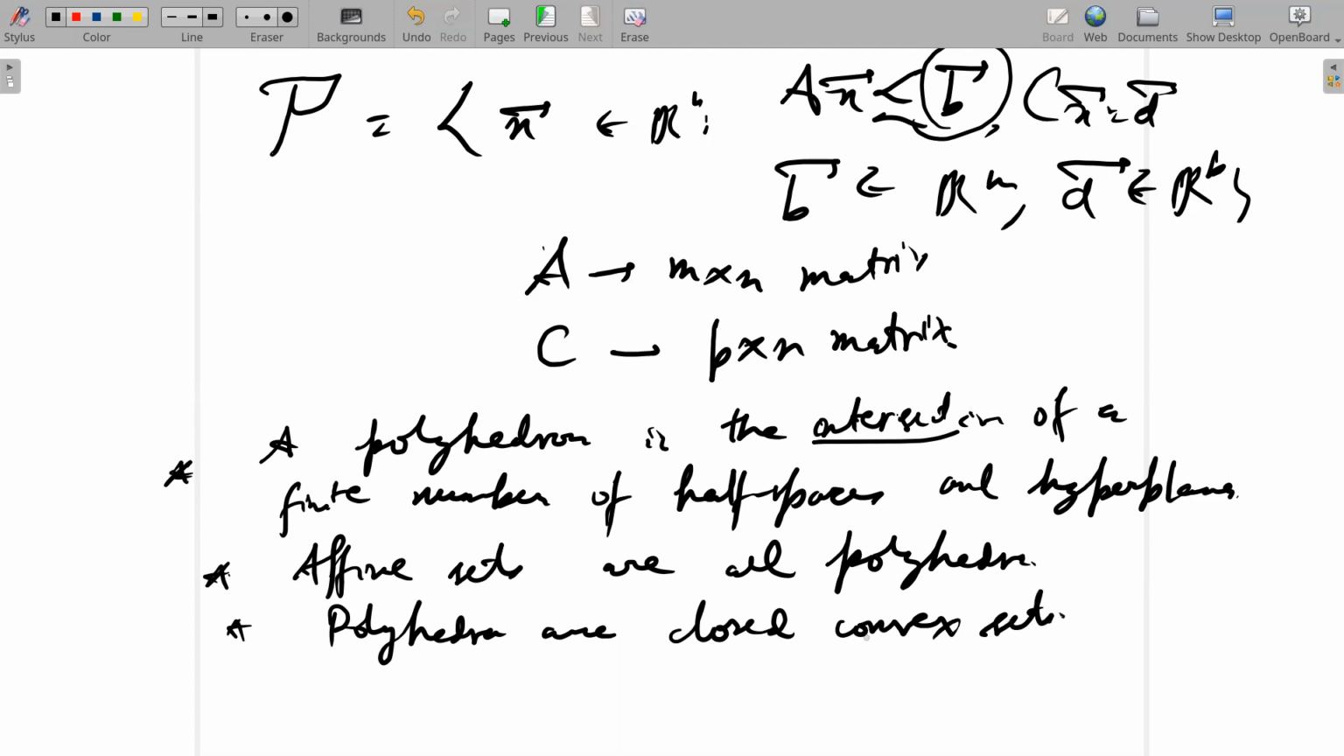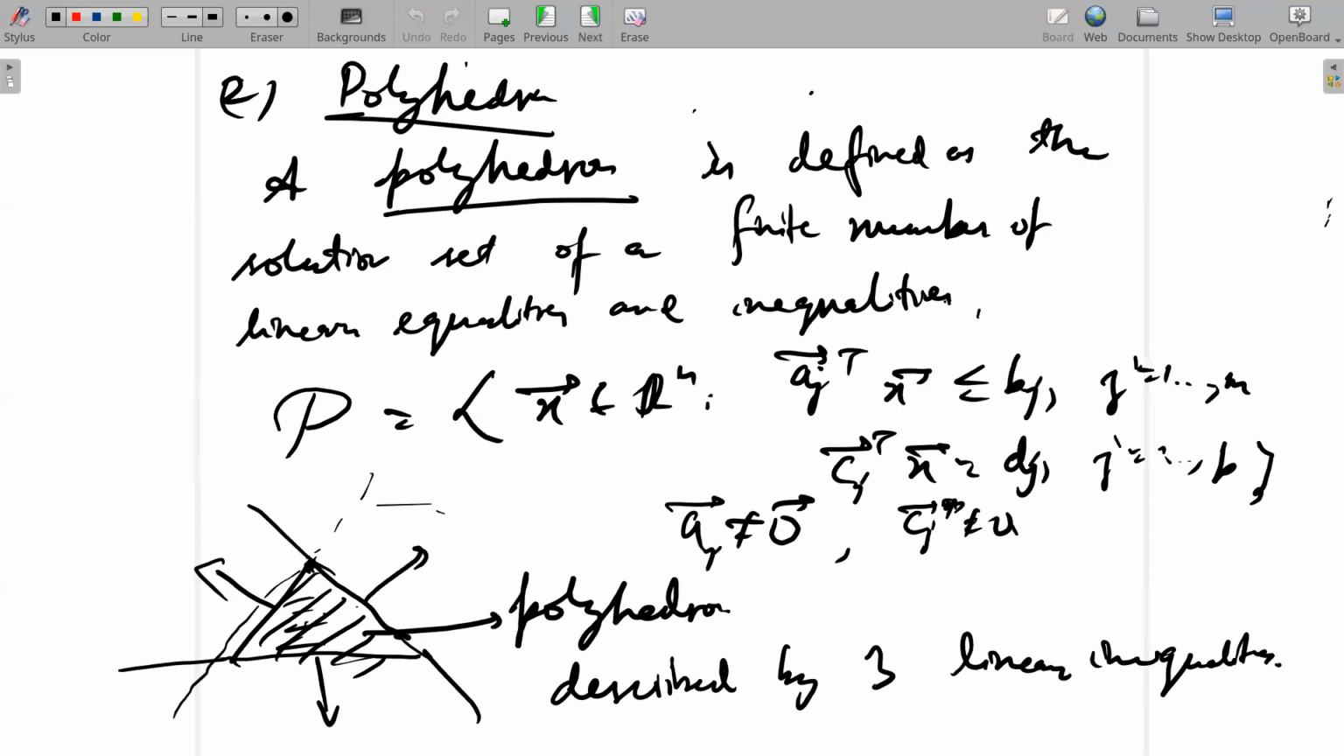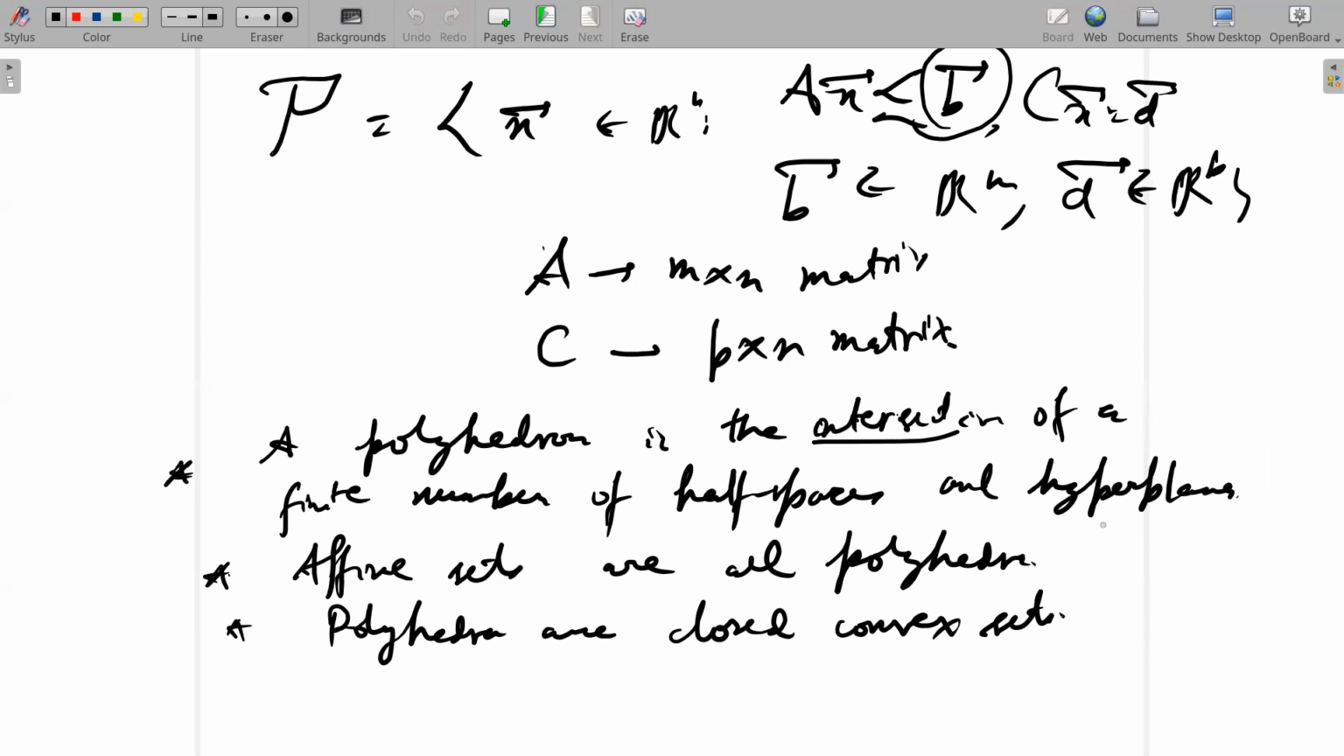That's simply because all these half spaces that we considered were closed half spaces, and the hyperplanes were also closed. So if you are wondering why so, let's do a quick proof. How is a hyperplane defined? It was defined something like this, right? A transpose x equals b, or the inner product of a and x equals b. The fact that the inner product is continuous is being used here.